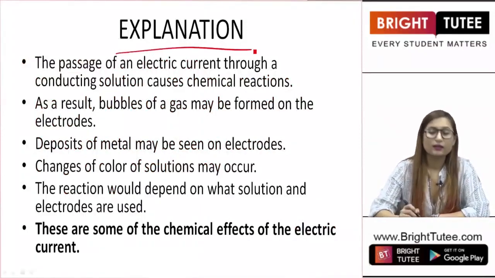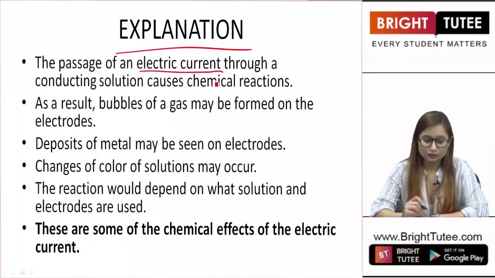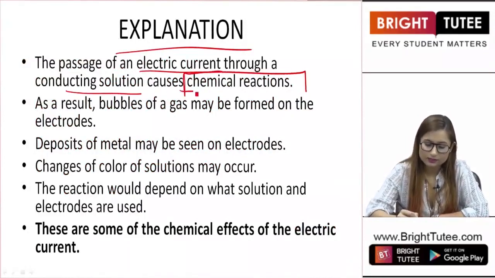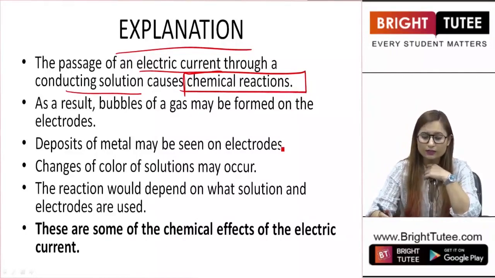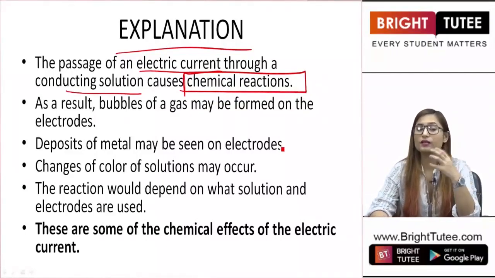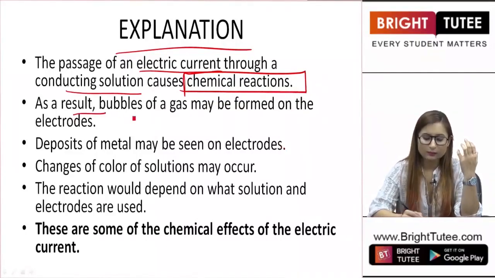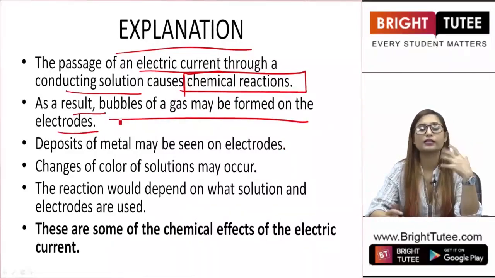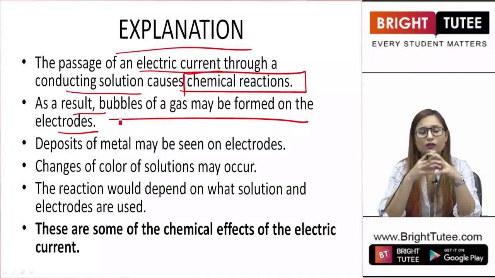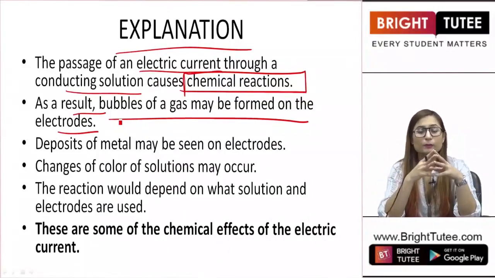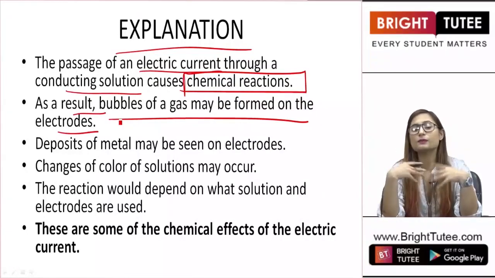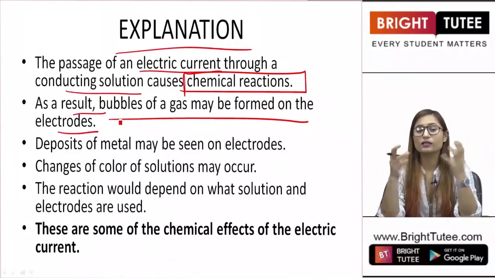Let us read. The passage of an electric current through a conducting solution causes chemical reactions. This is what I was telling about, that when we pass current through a liquid, electric current causes chemical reactions. As a result, bubbles of a gas may be formed on the electrodes. Water is made up of some substance, and the carbon electrodes are also made up of some substance. When they react together due to the passage of electricity, some gas may be released. So that is why we see the bubbles.